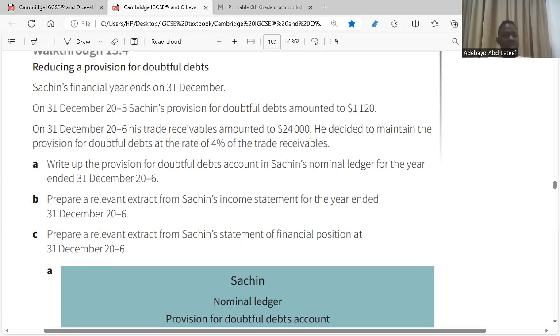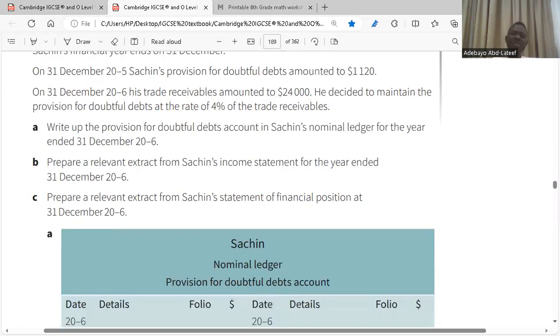So it's the same person for the third time. Okay, so we have to prepare: write the provision for doubtful debt account in Sashi's nominal ledger for the year ended, prepare a relevant extract for the income statement, and prepare an extract for the statement of financial position.